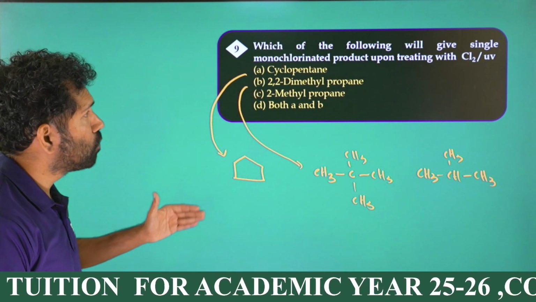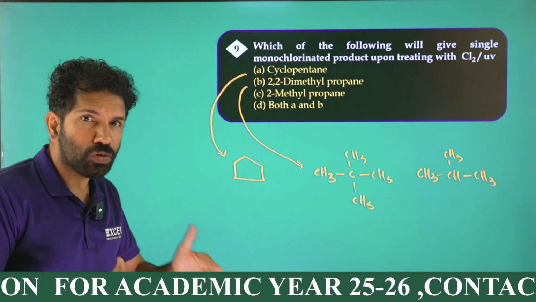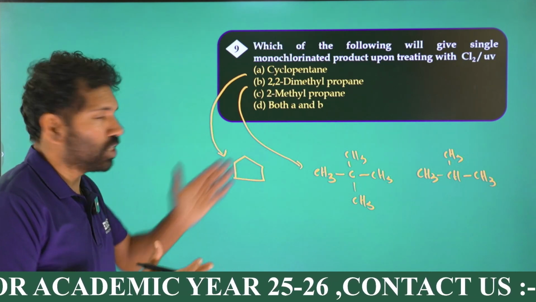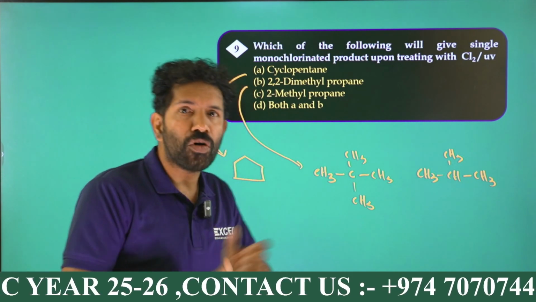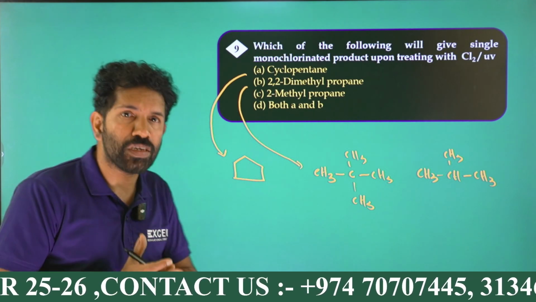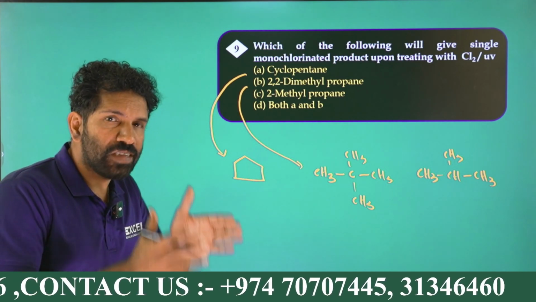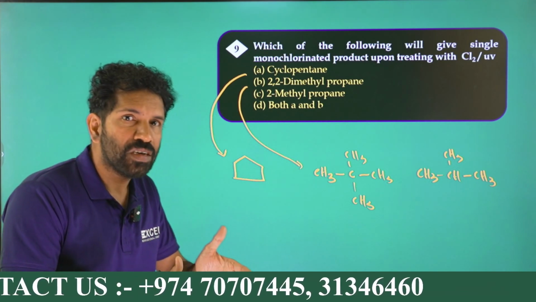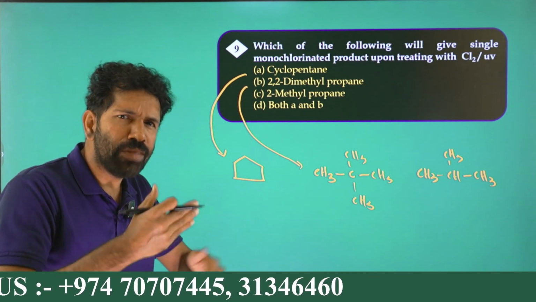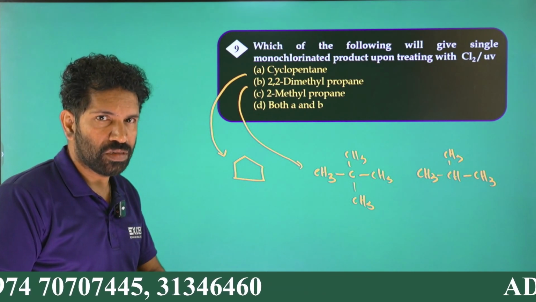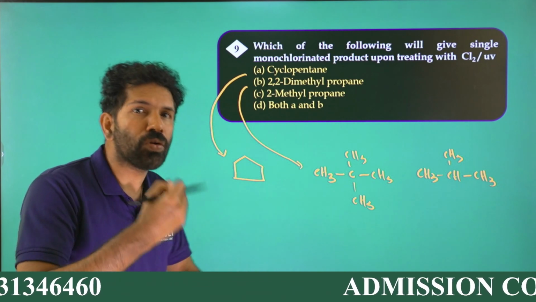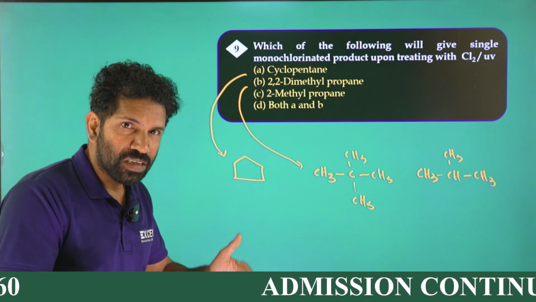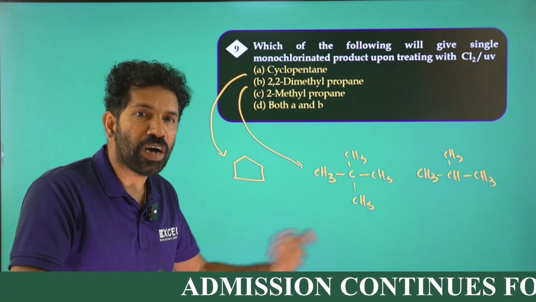Now, which will give a single monochloro product upon chlorination? How to identify who will give a single monochloro product? One small hint, students. The compound which gives a single monochloro product will contain similar type of hydrogen atoms. Repeating, the compound which will give a single monochloro product will contain similar type of hydrogen atoms.